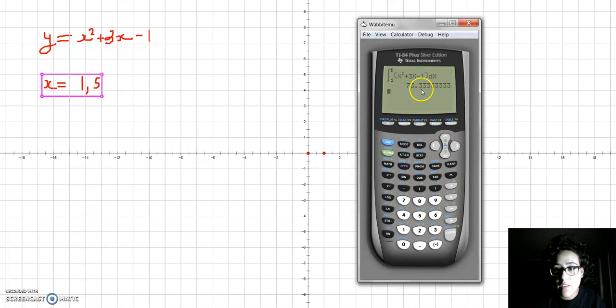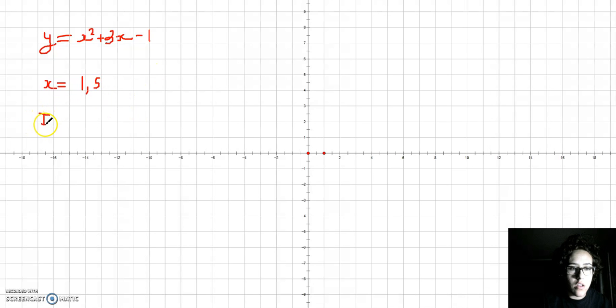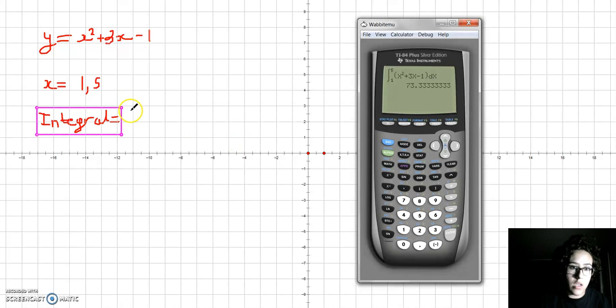And we get 73.3 repeating as our value. So our integral equals 73.33.